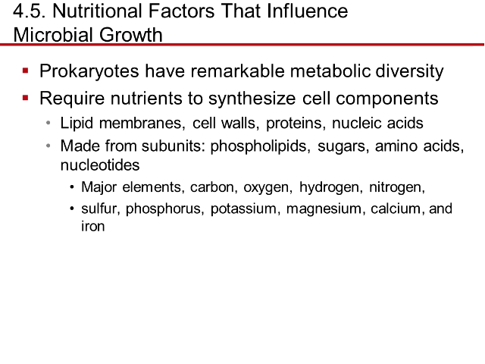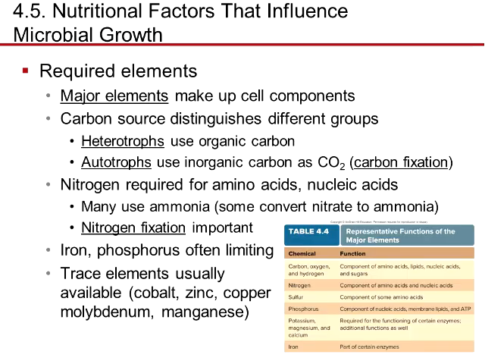And if you think about it, these macromolecules, the substance that we create, are created in the rough endoplasmic reticulum or the smooth endoplasmic reticulum. Now, the required major elements to make up cell components: you have to have a carbon source, which distinguishes between different groups. Heterotrophs use organic carbon, and autotrophs use inorganic carbon, like carbon dioxide. So remember, carbon dioxide is inorganic, even though it has carbon, as is carbon monoxide. And there's a process called carbon fixation.